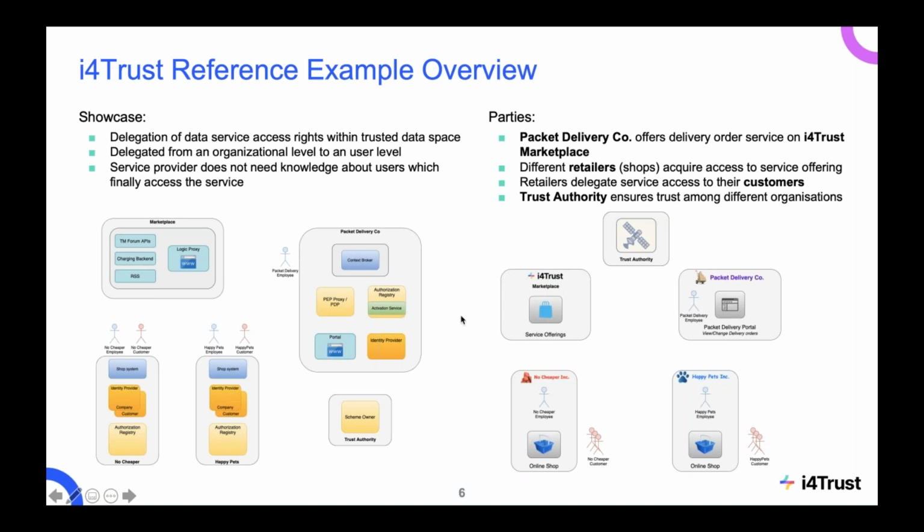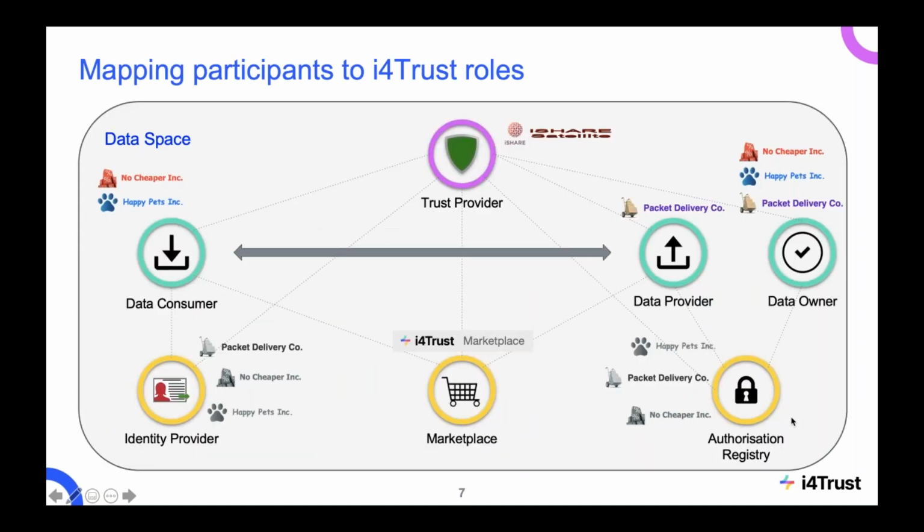And the idea of the showcase was to show how these access rights for accessing these delivery orders can be delegated from an organization which acquires access to a certain human customer of their shop systems to finally access these services. And now bringing back the picture from before, how do these different roles map to our use case?